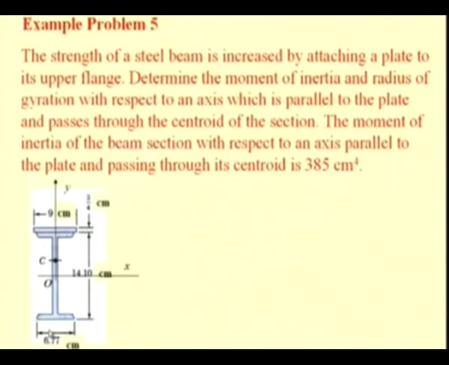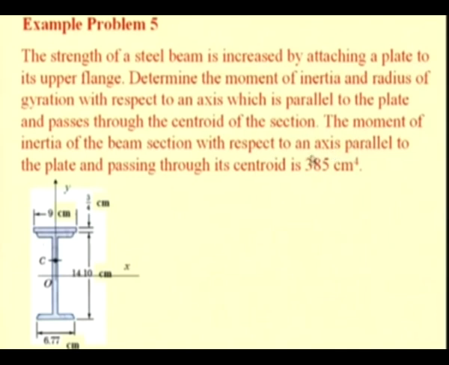So, let us see one example. Here you see a typical I section cross section for a beam, and in order to strengthen this, we are welding a thin strip or a plate to the top of this I section beam, and we are interested to find the moment of inertia and the radius of gyration with respect to an axis which is parallel to this plate and which passes through the centroid of this section.